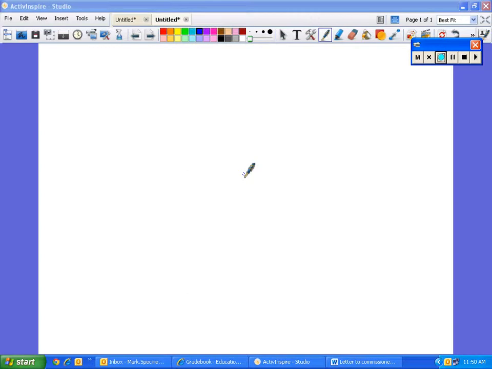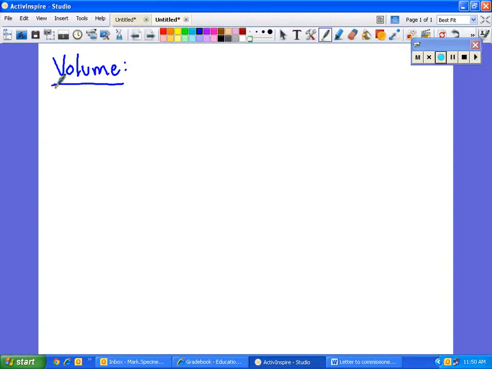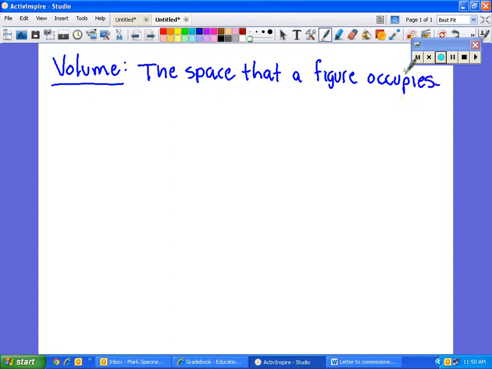Okay, so we're going to start the second half of chapter 11, which deals with not surface area, but volume. Volume is defined as the space that a figure occupies. So we're going to talk today about prisms.